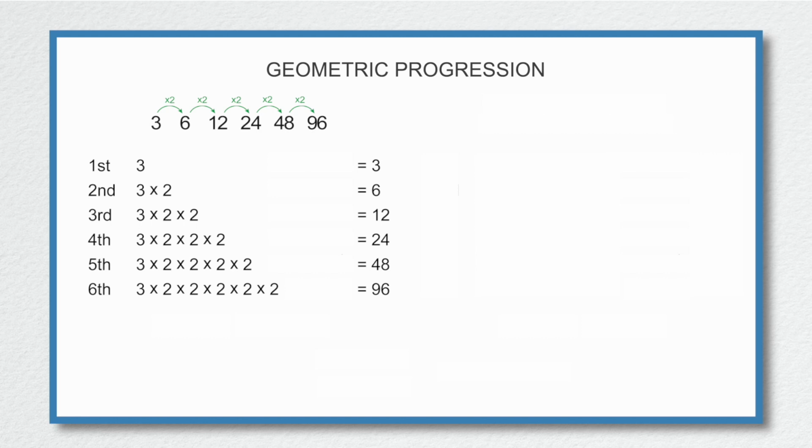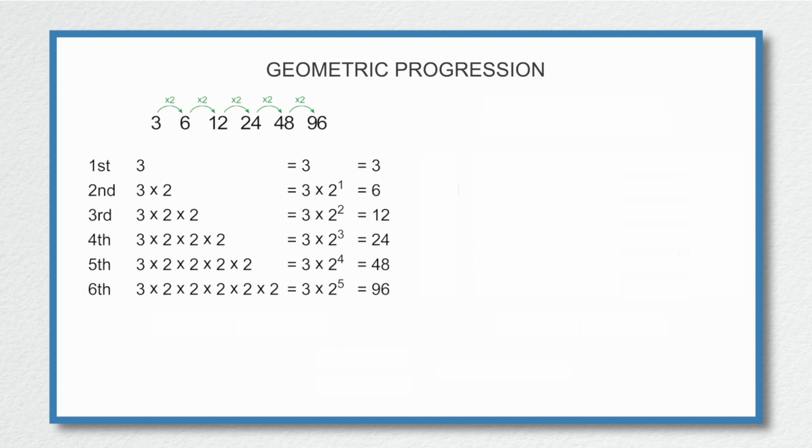Now, using what we know about powers, we can simplify these terms. Well, the first term is still 3. The second term is 3 multiplied by 2, which can also be written as 2 to the power of 1. The third term can be written as 3 multiplied by 2 squared. The fourth can be written as 3 multiplied by 2 to the power of 3. The fifth can be written as 3 multiplied by 2 to the power of 4. And the sixth term can be written as 3 multiplied by 2 to the power of 5.